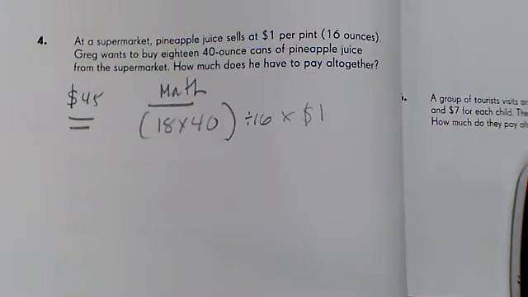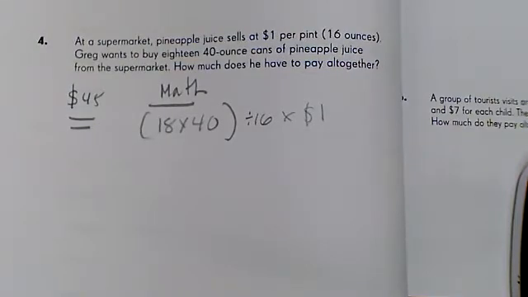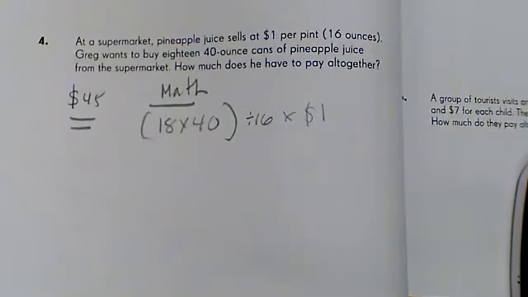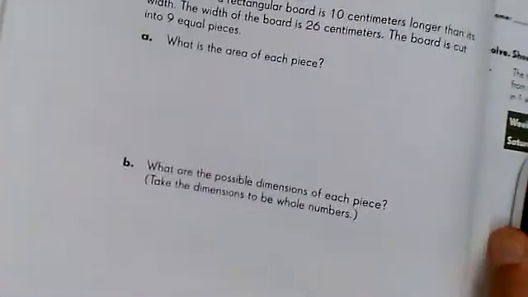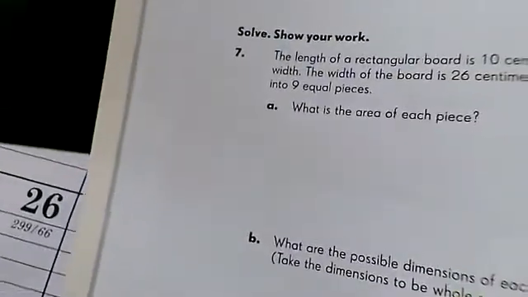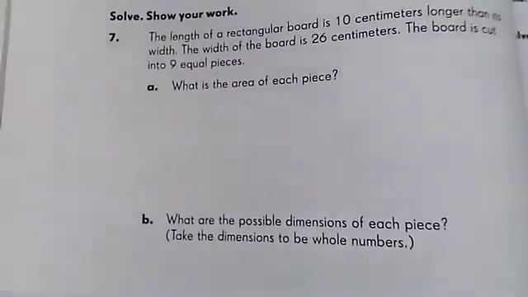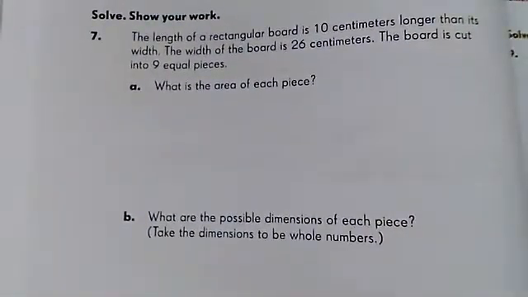I think we already did the charitable one. Did we do the length of the rectangular board one? No, we didn't do it. All right, let's go over. Let's do this one. Let's go over here, kids. Number 7. Could I have a reader, please? Let's do Alex.